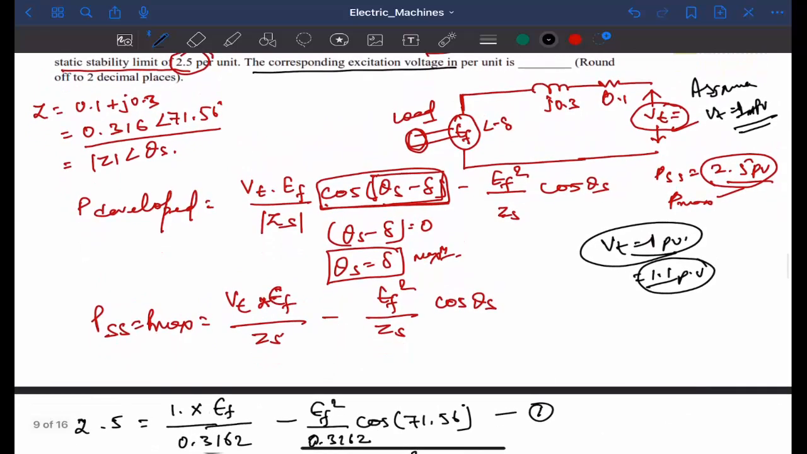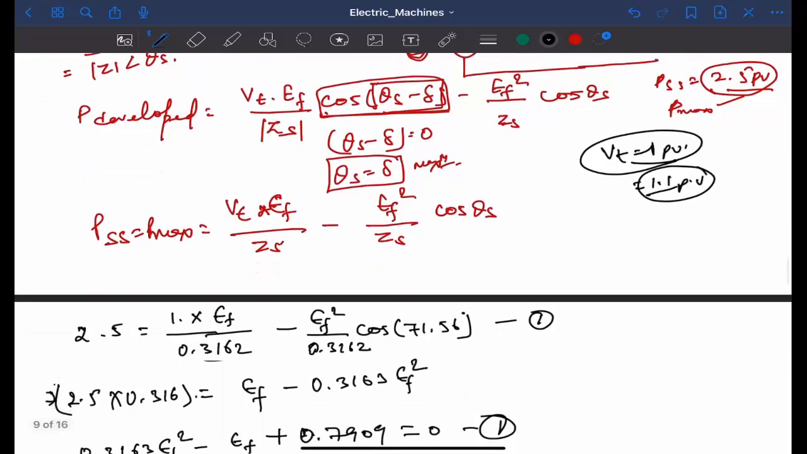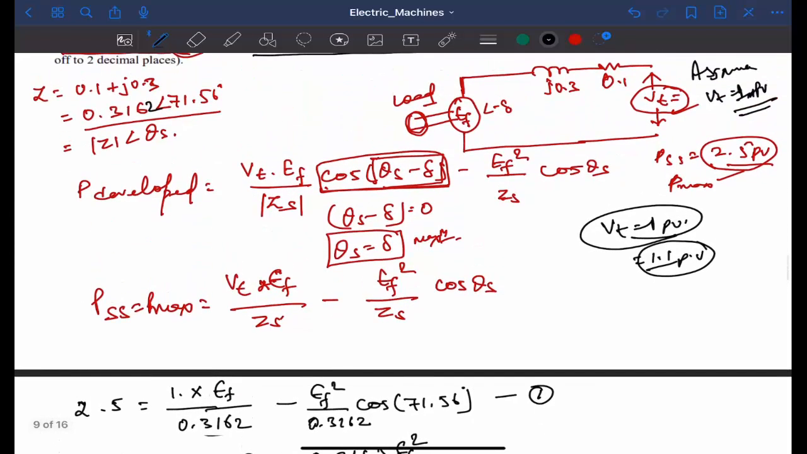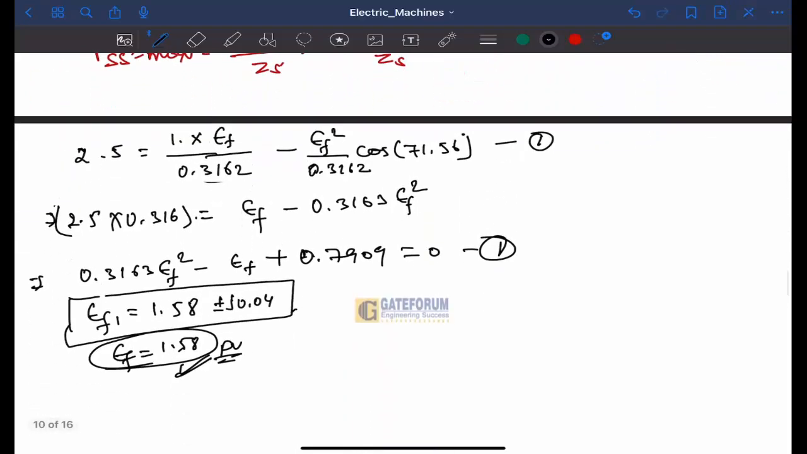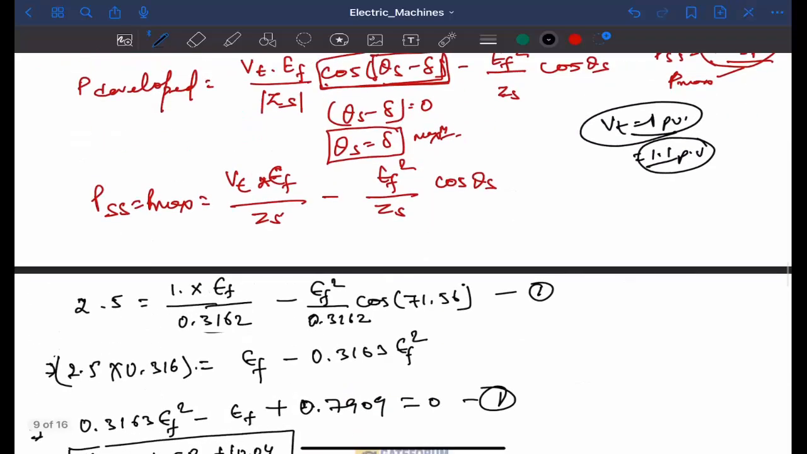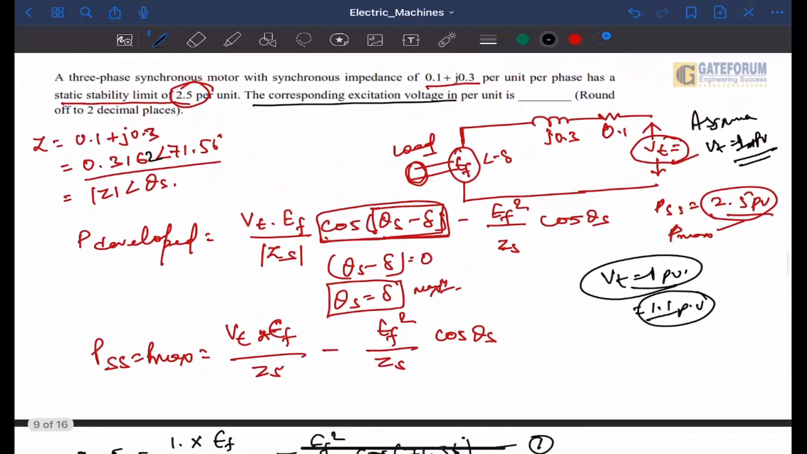Whenever we solve these kinds of questions in per unit, we need to take special care for approximating the answers. Like if we are finding the magnitude of a given impedance, we need to take care. Otherwise, we will have a problem and our answer may get changed. So assuming terminal voltage 1 pu, the induced emf, the excitation emf, is 1.58 pu. This is the process to solve these kinds of problems.